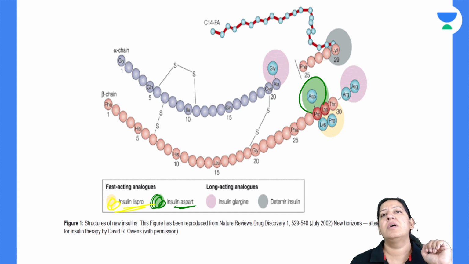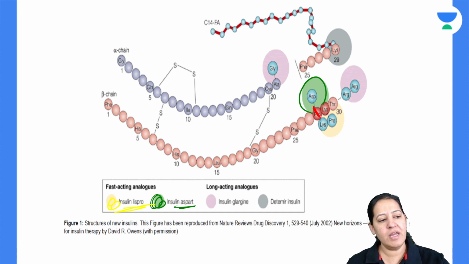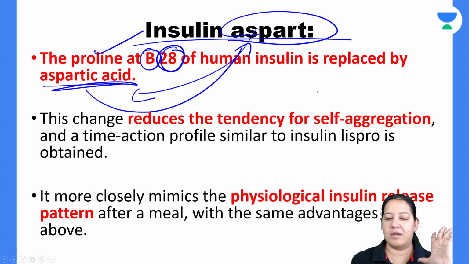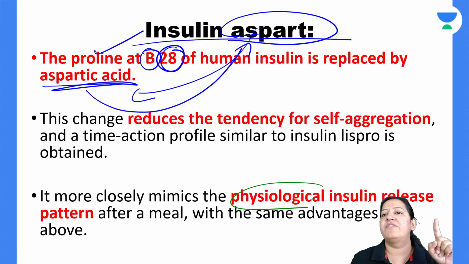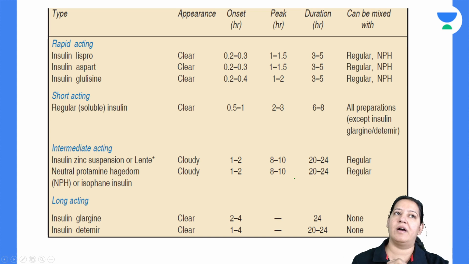See what is the change? The change is at position 28. At position 28, you can see normally it is proline, and this proline is replaced by aspartic acid. Now it will become aspart. Again, by doing so, there is weak hexamer formation and its action will be the same as that of physiological insulin. Have you got it? Its action is the same as that of physiological insulin.